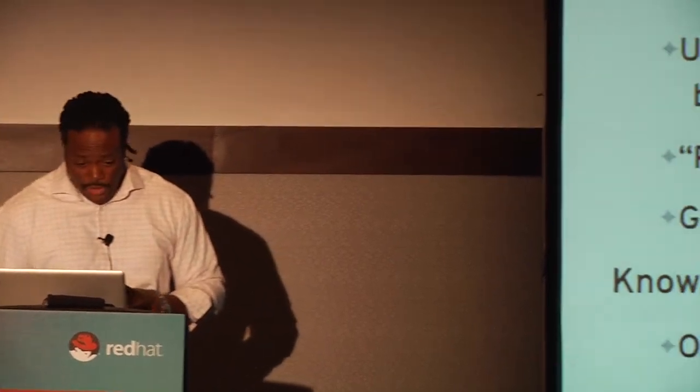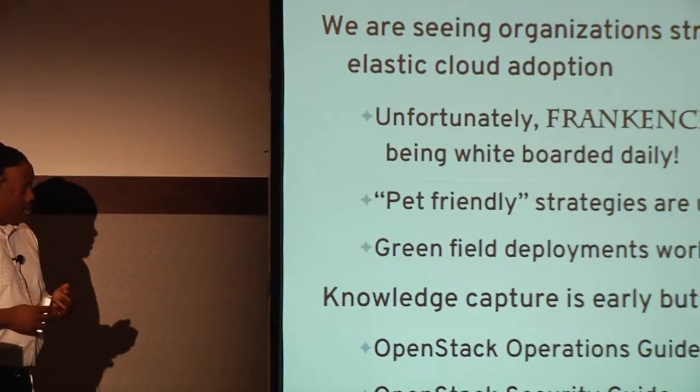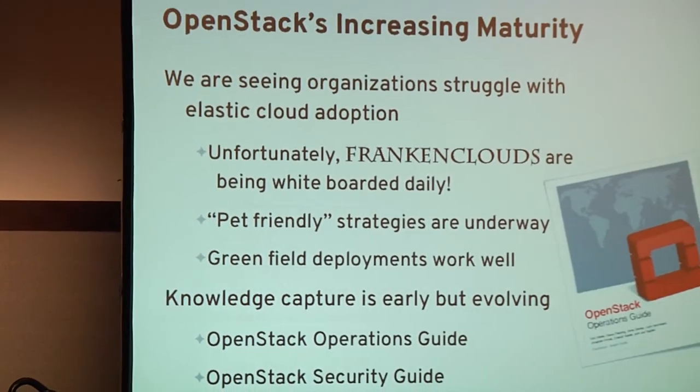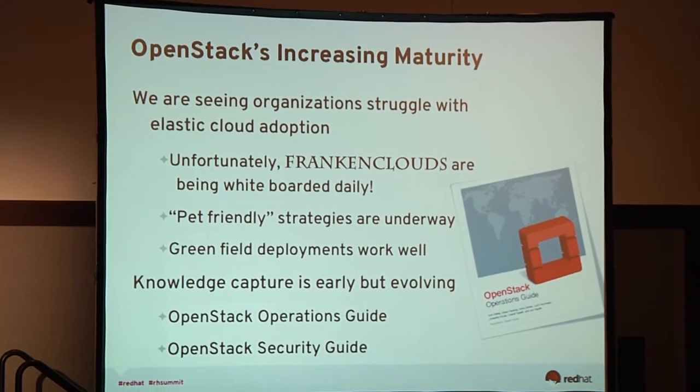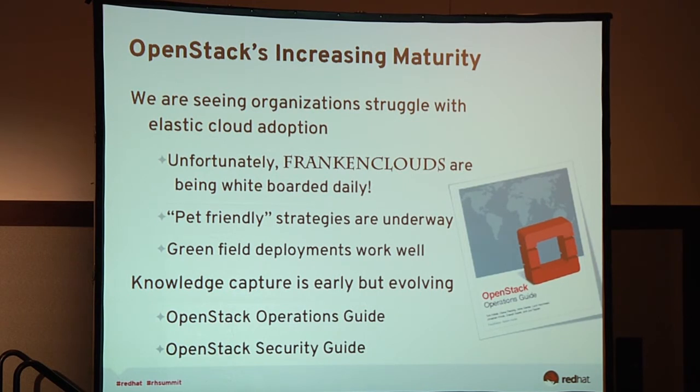So let's talk about OpenStack in the real world. OpenStack is increasing in maturity. We talked about the 6-month cadence. Unfortunately, because organizations are struggling with the Elastic Cloud concept, people are whiteboarding Franken clouds every day where they're trying to bridge the two. I'm not saying those efforts are totally wasted, but by trying to make this Franken cloud, you come up with something that's insanely complex. You spend a lot of money. It's like training the dog to dive. It's just not a good strategy.